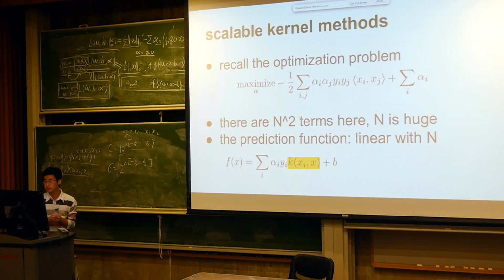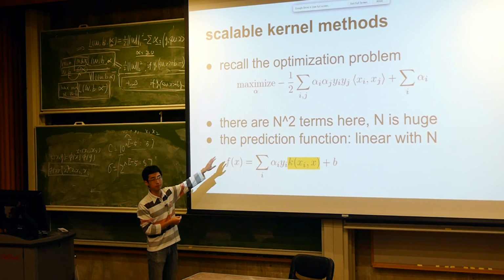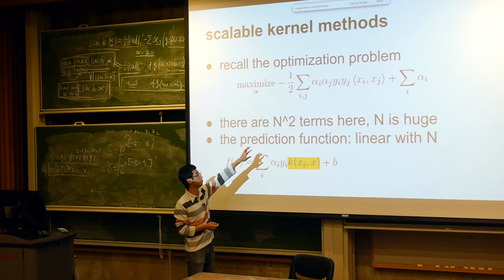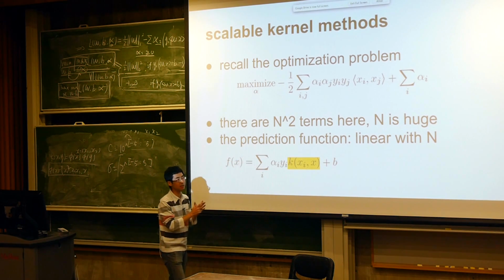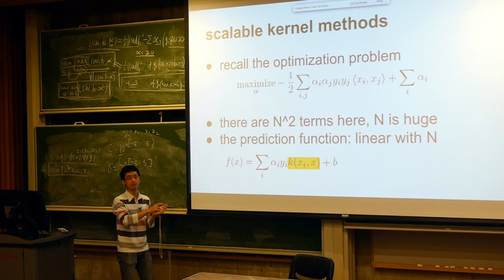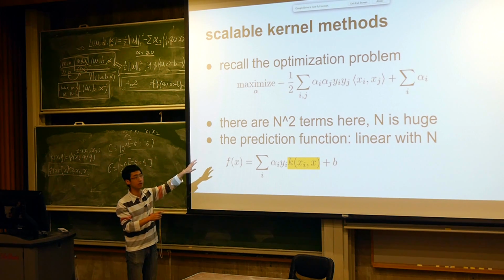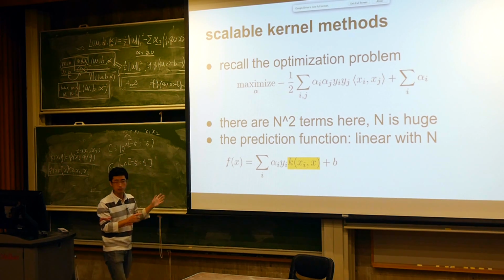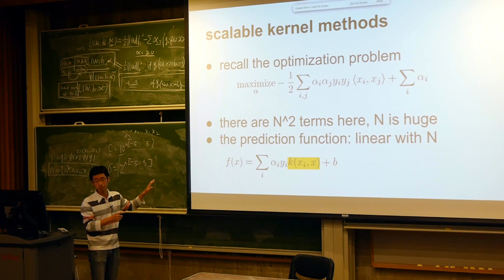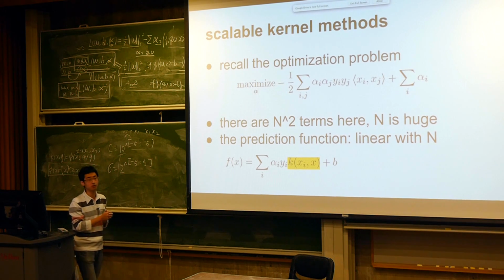So next, I will mention a little bit about methods. Recall that this is the original optimization problem. We have the pairwise term here, which means that if there are n data points, then the term here can be n squared. If n is quite large, then this is uncomputable. If n is 1 million, then n squared is quite hard to compute. So this is a problem with kernel.